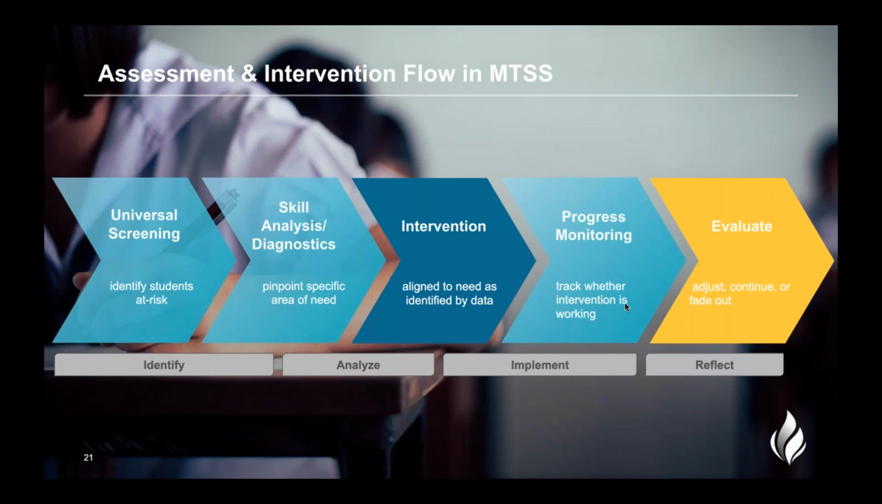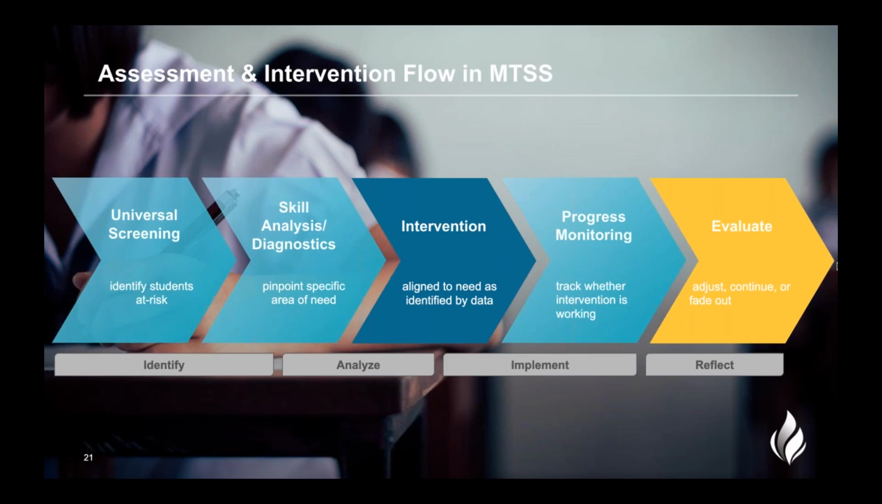And if it's not working, that's when you would change an intervention. And then we evaluate. We periodically check to make sure of this, and I will say this evaluation process really happens all along and through progress monitoring.